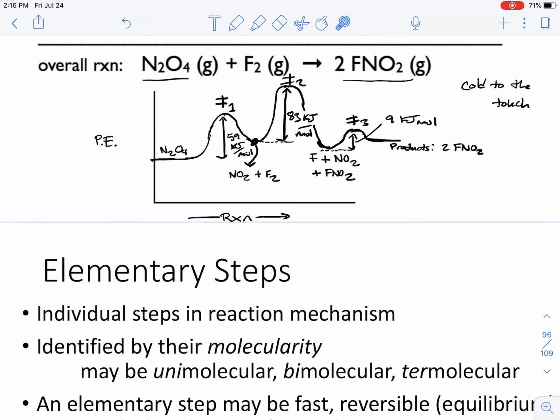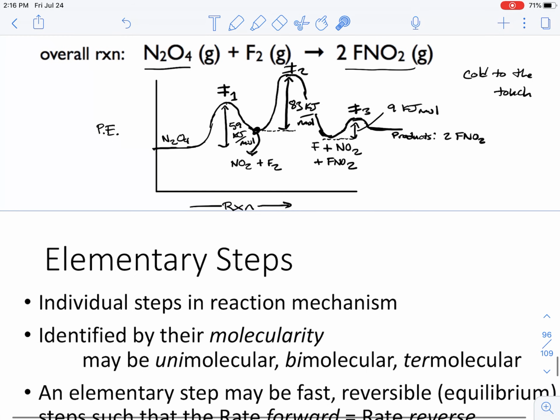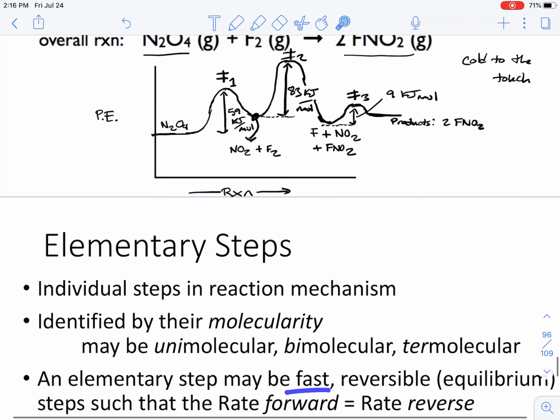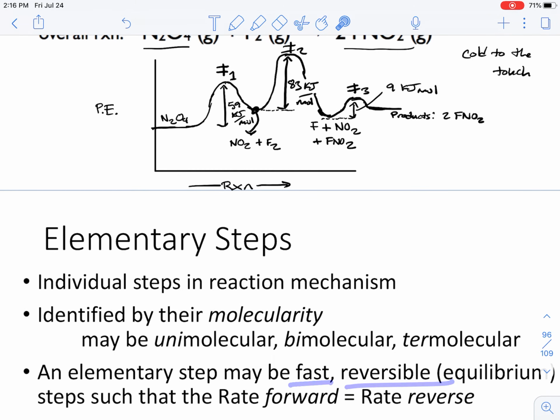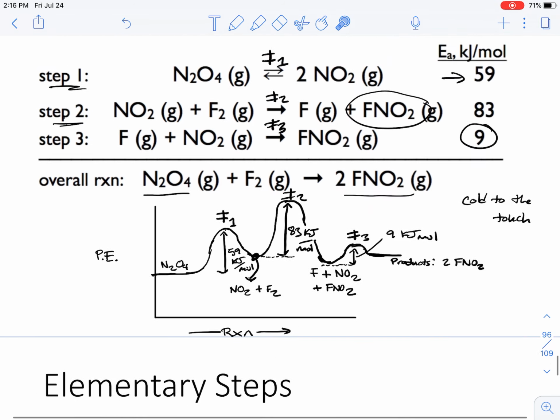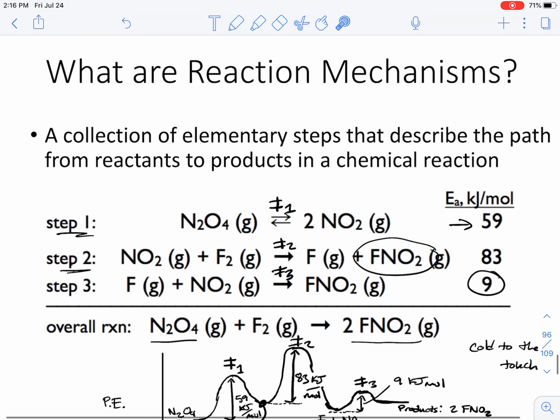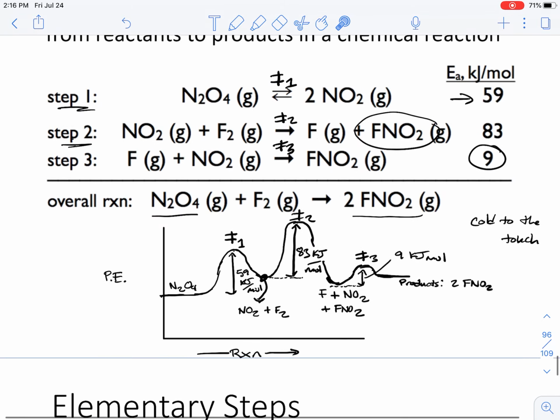And so it turns out that an elementary step may be fast and reversible, or just fast and going in one way. And so, for example, here we have this double-headed arrow. So this is telling us that this reaction can reach an equilibrium very quickly.